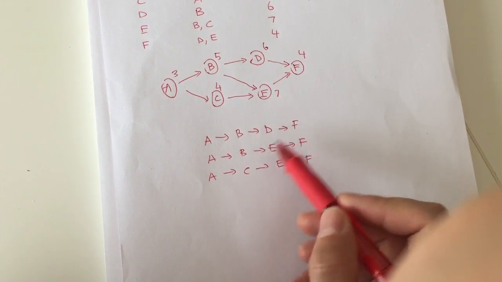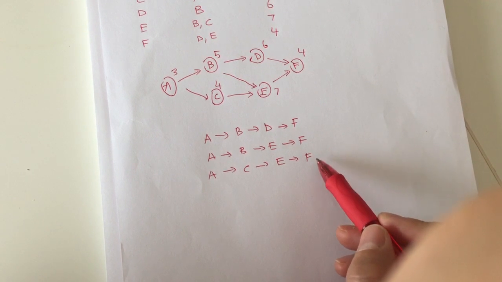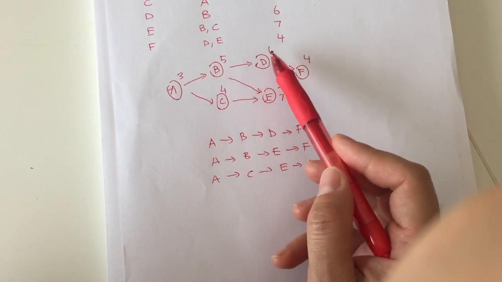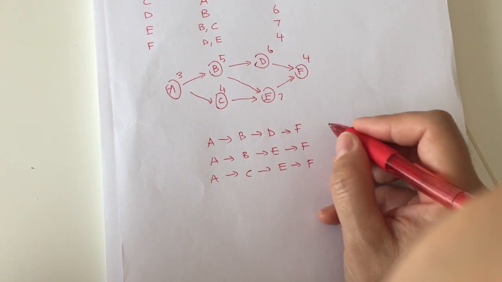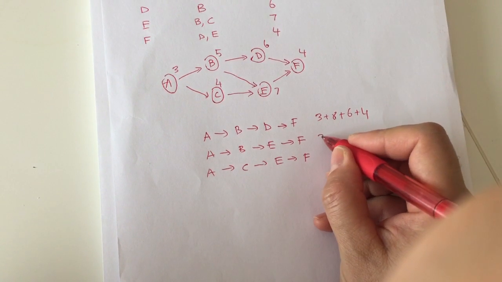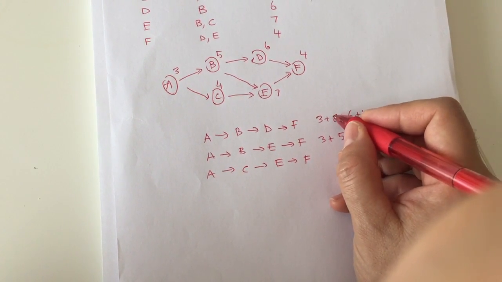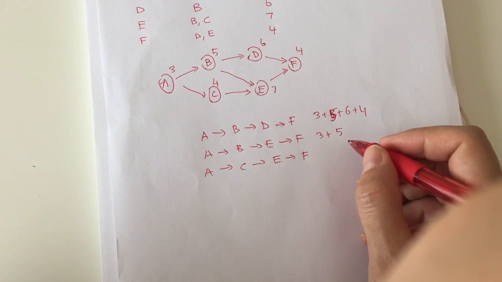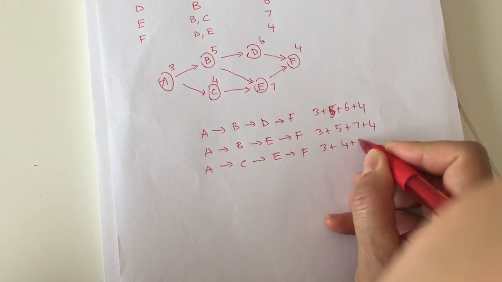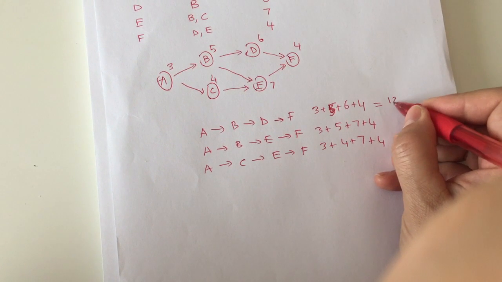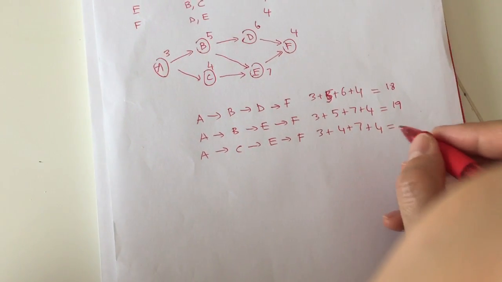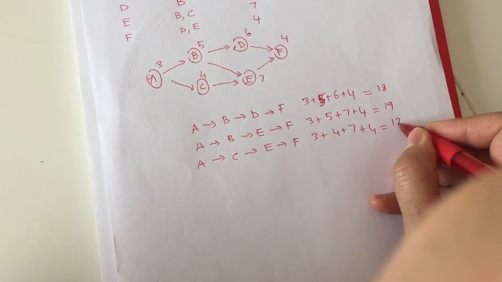I have to complete these paths in my project, and whichever takes the longest time is going to determine my project duration. So A, B, D, F is 3 plus 5 plus 6 plus 4, which is 18. And A, B, E, F is 3 plus 5 plus 7 plus 4. And the third path is 3 plus 4 plus 7 plus 4. So the first total is 18, this total is 8, 15 plus 4 is 19, and this total is 7 plus 7 is 14 plus 4 is 18.